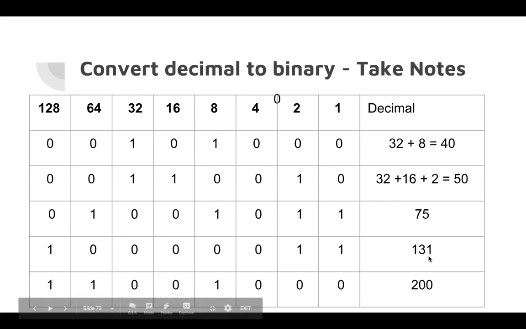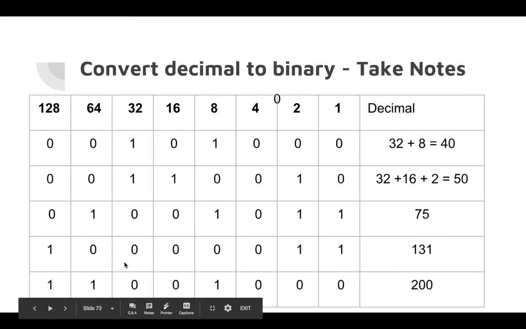Okay, and I would do the same here for 131. Can I use 128 for 131? Yes. Once I do that, I subtract 128 from 131, and all I have left is 3. So I don't need a 64, don't need 32, don't need 16, don't need 8, don't need 4. But here's the 2 and the 1 to make 3. So for 131, I'd say 1, 0, 0, 0, 0, 0, 1, 1.